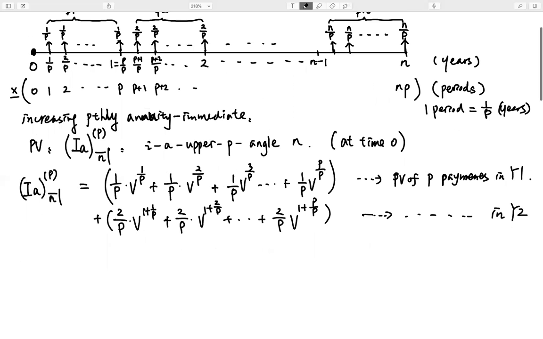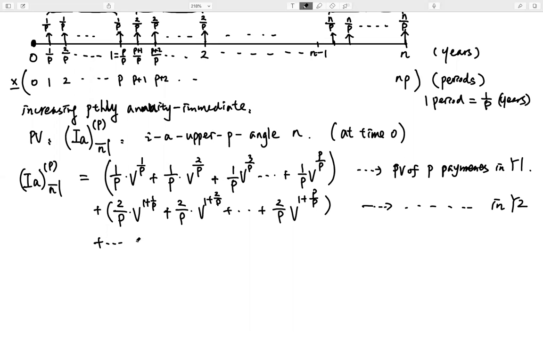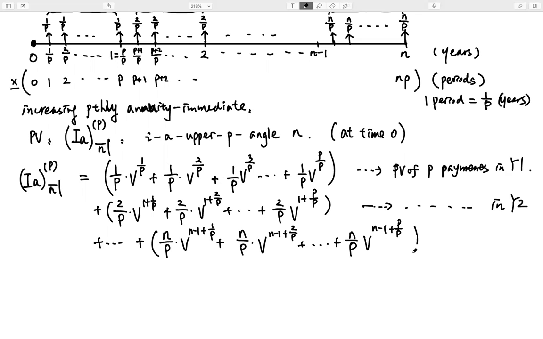And then, of course, we know how to continue. We do everything the same until I get to the very last year, in which my payment would be n divided by p. So here would be n minus 1 plus 1 over p, plus n divided by p, v to n minus 1 plus 2 over p, and it goes on until the last payment, which is n minus 1 plus p over p, so it's actually n. So this is the payments in year n.